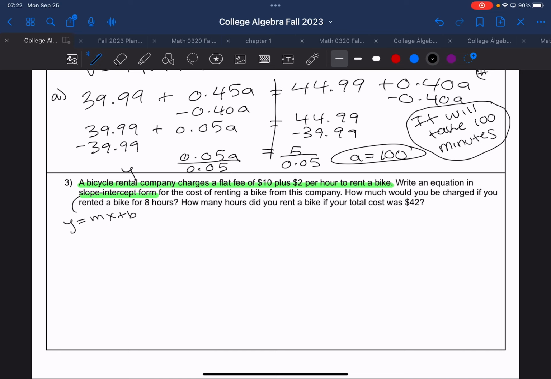What is x going to represent? Per hour, right here. This is x. So that means my equation is y is equal to 2x, right? Because it says $2 per hour. Anytime it says flat fee, you know that's going to be the number after that y equals mx. It's that b part. So a flat fee of $10. So that's our equation. Y is equal to 2x plus 10.